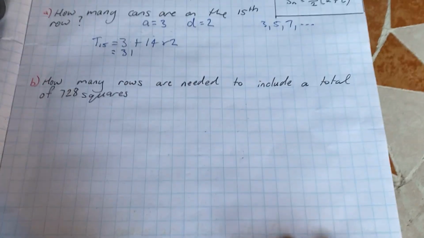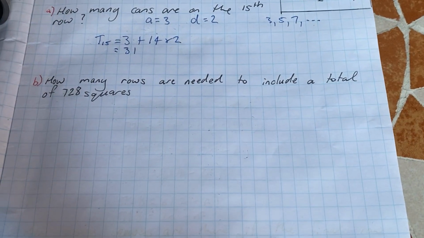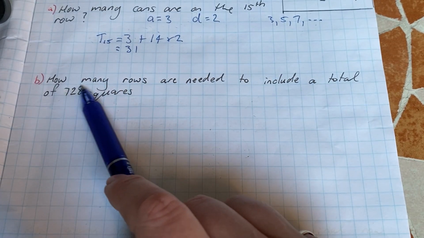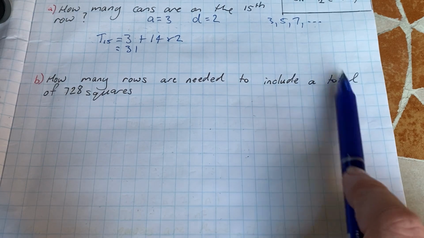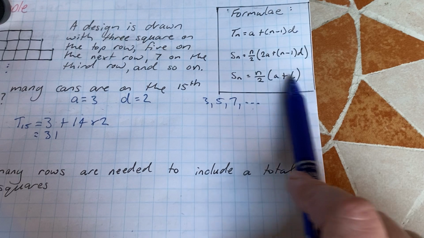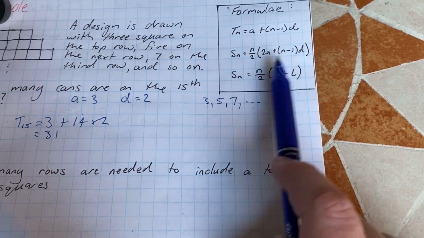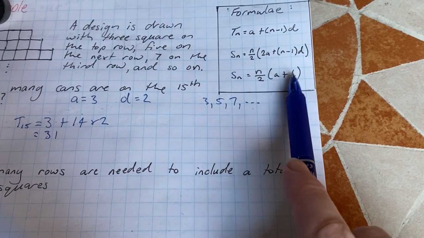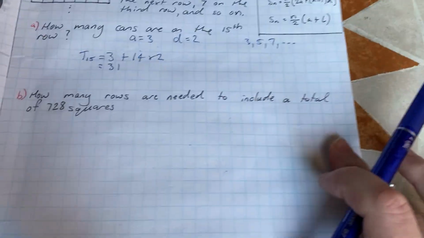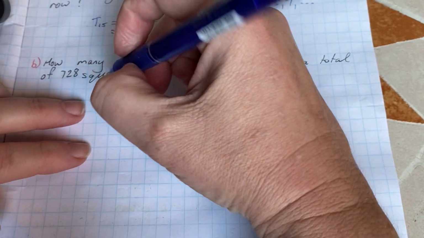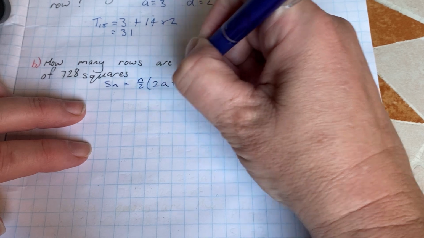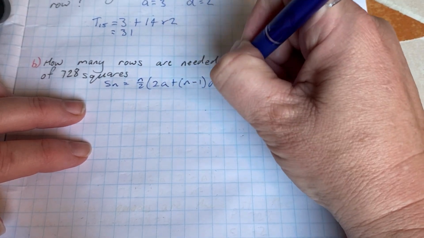Okay, part B, how many rows are needed to include a total of 728 squares? So we're being told here the sum is 728, okay, the total. How many rows means what's n? So we have two formulae for the sum. We can only use the second one if we know how many are in the last row, and we don't. So we do have to use this formula here. So I'm just going to write that again down here. So we've got Sn equals n over 2 bracket 2a plus n minus 1 d.